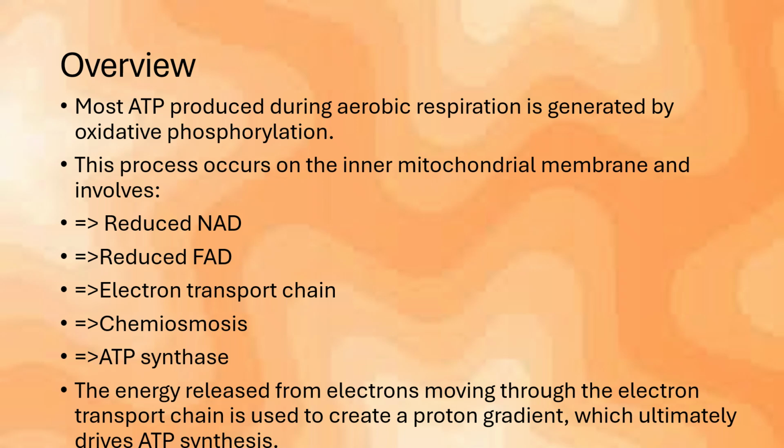synthase. And before we go further, it's really important that you know the location of the different stages of aerobic respiration. You need to know where glycolysis takes place, where the link reaction takes place, where the Krebs cycle takes place, and now where oxidative phosphorylation takes place, because these often come up as simple one-marker questions and you don't want to waste them. So the energy released from electrons moving through the electron transport chain is used to create a proton gradient, which ultimately drives ATP synthesis.